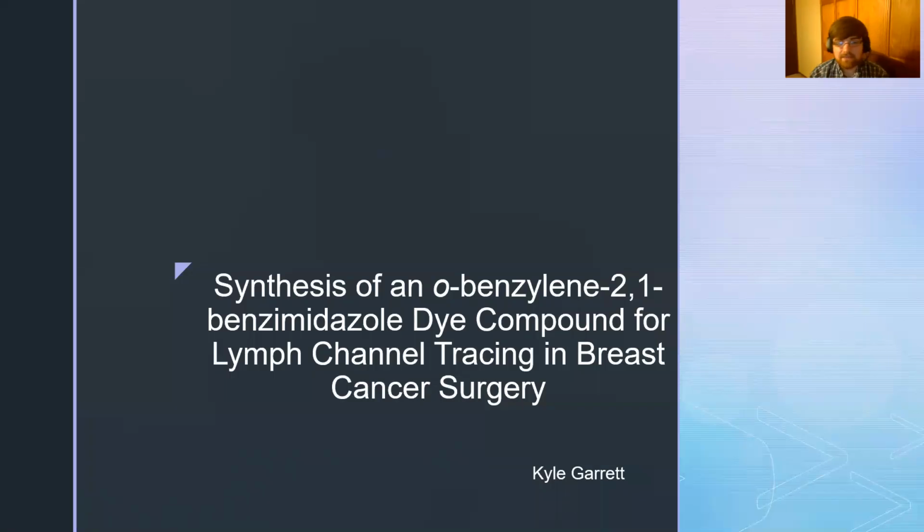I'm a junior here at McKendree University, pursuing a major in chemistry and a minor in mathematics. In terms of what my actual research is that I will be presenting to you today, we will be looking at the synthesis of an o-benzylene-2 benzimidazole dye compound for lymph channel tracing in breast cancer surgery.